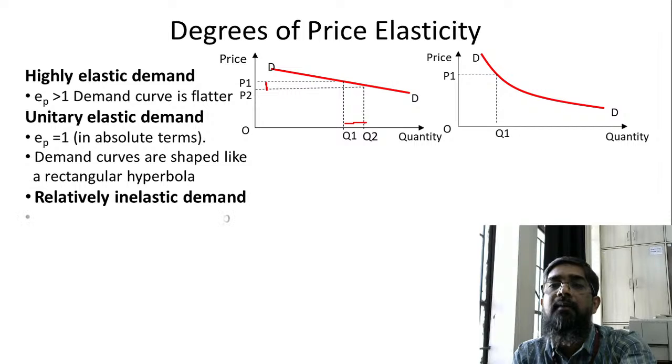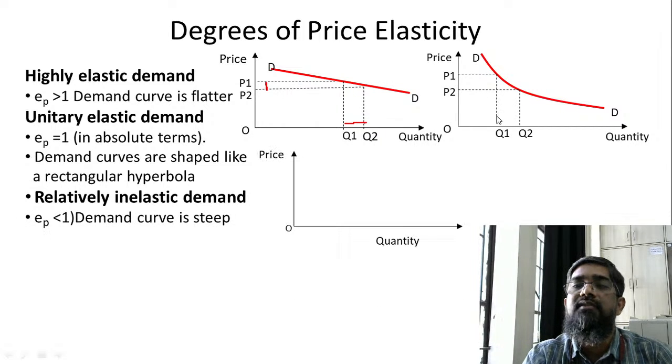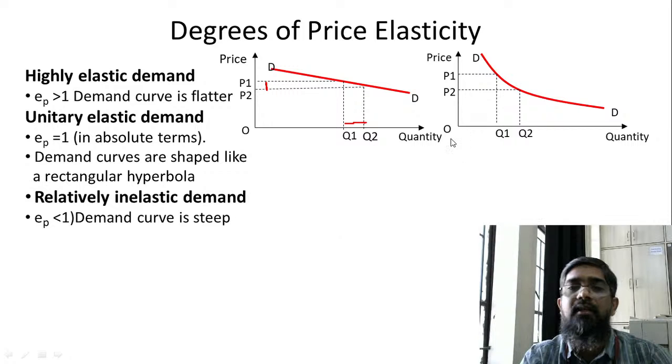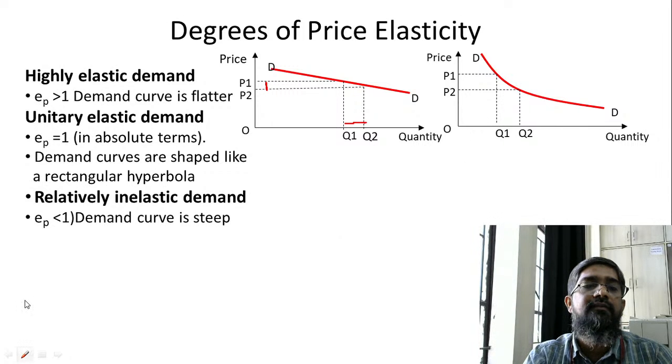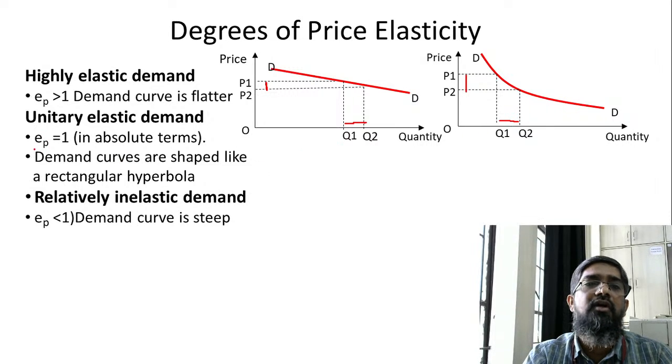That means a price change and your quantity change, this distance is similar. I'll show you here in this diagram. If you can see, this change P1 to P2 and Q1 to Q2, more or less this change and this change is equal, right? So in such a situation, your elasticity will be equal to 1.